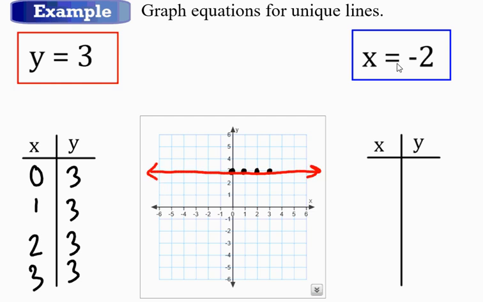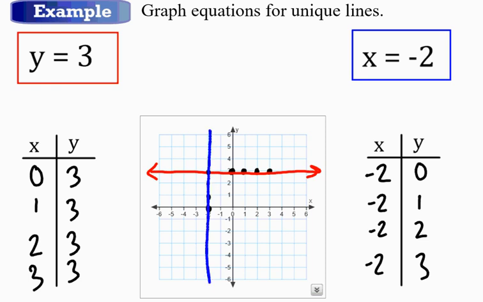Then do one for x. This says x has to be negative 2, but y can be anything. So then substitute values in for y, anything you want, because it doesn't say anything about y. So 0, 1, 2, 3 are easy, and plot those. So I get (-2, 0), (-2, 1), (-2, 2), (-2, 3), and graph that. So x equals lines will make vertical lines. And that's it for 2.3.